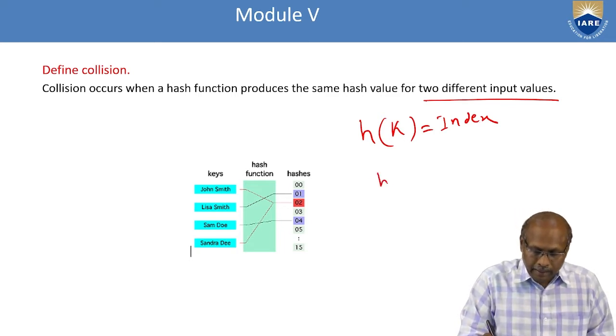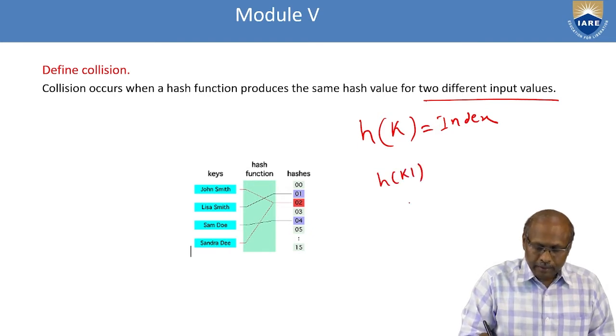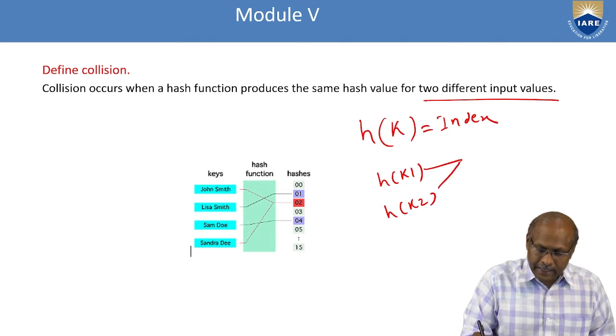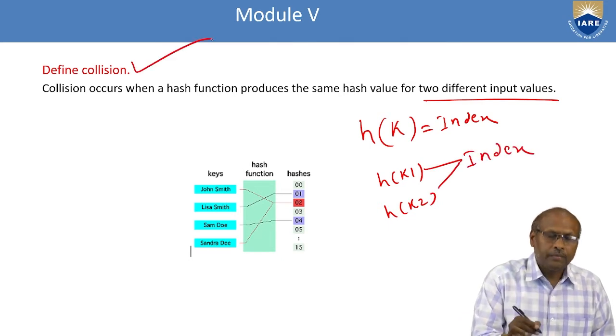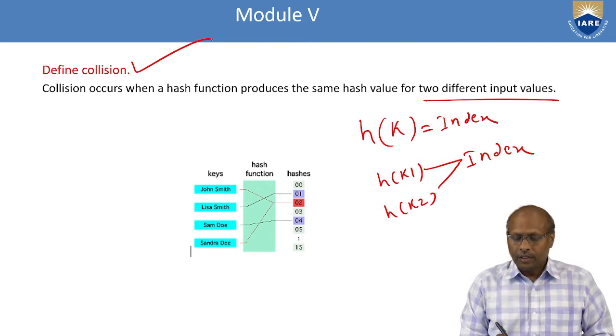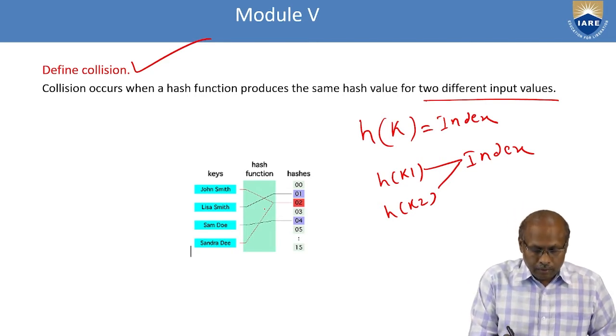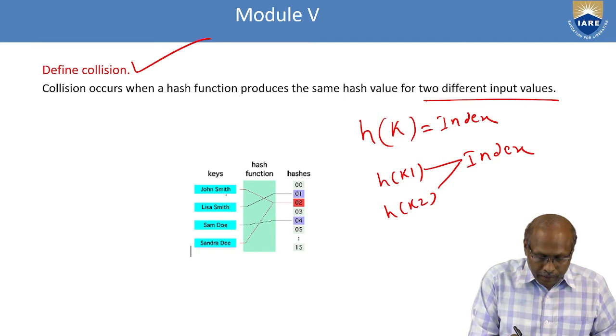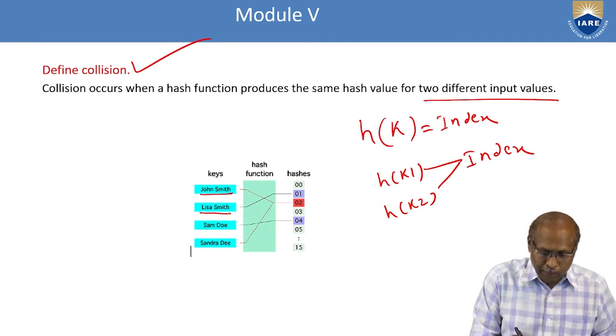But for key 1 as well as for key 2, if I get the same index, then that is called collision. That is called collision. See, observe here. For John Smith and for Lisa Smith, I am getting the same. For John Smith, I am getting hash index 2.